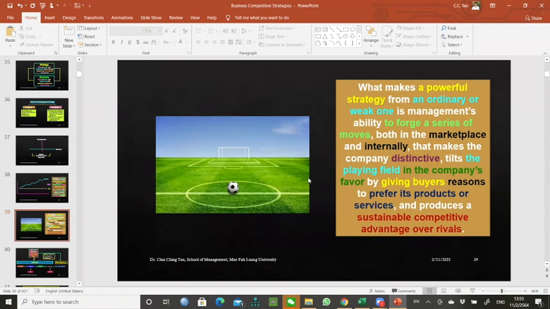And so what makes a powerful strategy different from an ordinary weak one is that we have the ability to make a series of moves, just like football, right? Or make a series of moves that allows us to shoot the goal, right? Both in the marketplace and internally, our company is able to do something differently in the field, right?